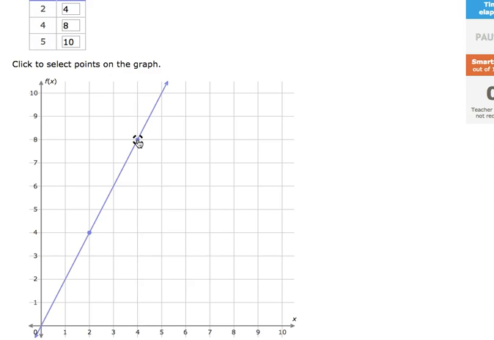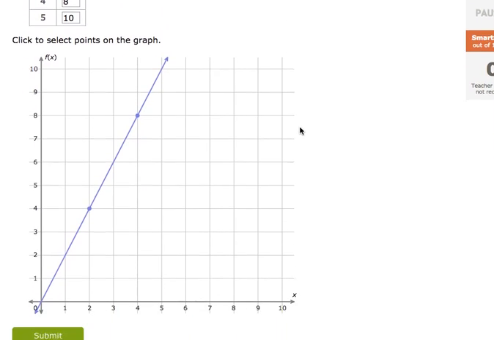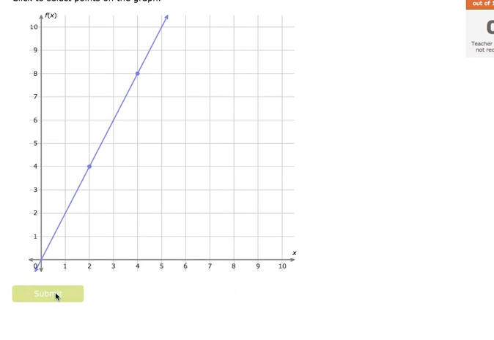If I click that again there, I've given 2 points to IXL. It doesn't need the third point. I don't need to put it in myself. I could have put it here. But IXL now has the line drawn for me. And this line now goes through all of the points that follow the rule y equals 2x. Okay, so that's how it works.